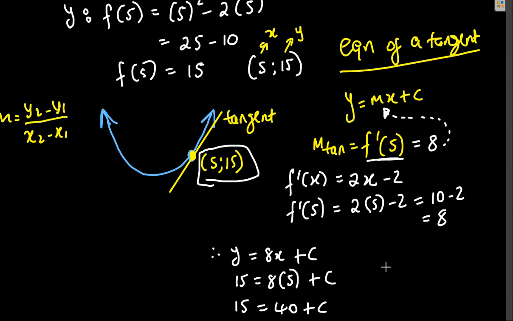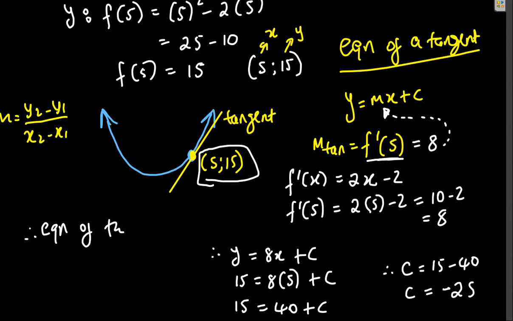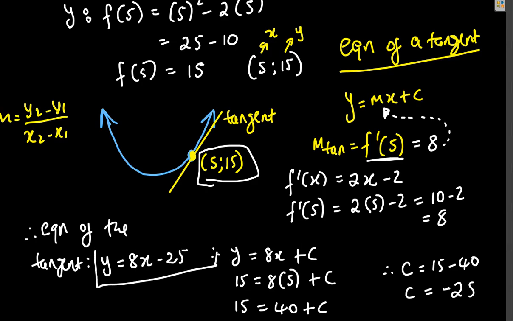Therefore you will have c as 15 minus 40, which will mean that the answer is negative 25. Yes, that will be negative 25. So therefore the equation of the tangent will be what? It would be y is equal to 8x minus 25. That is the equation there.